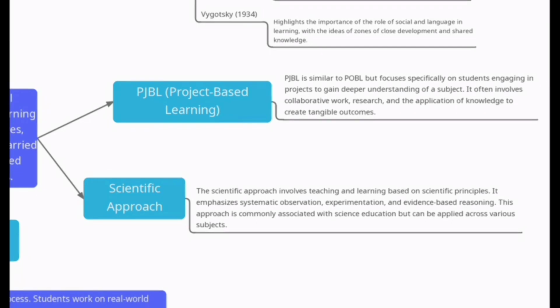The last type of learning model is scientific approach. The scientific approach involves teaching and learning based on scientific principles. It emphasizes systematic observation, experimentation, and evidence-based reasoning. This approach is commonly associated with science education but can be applied across various subjects.